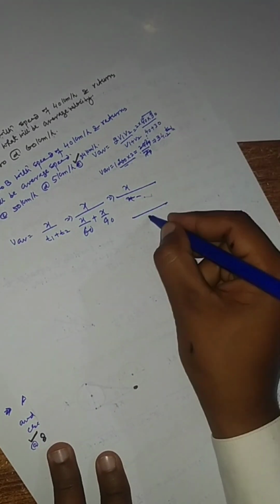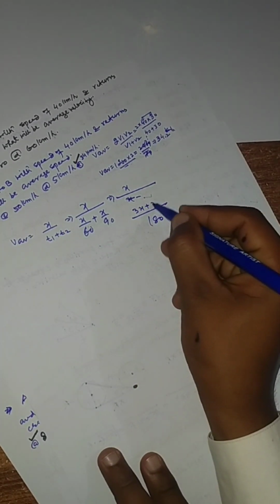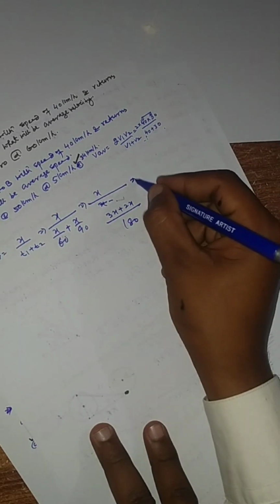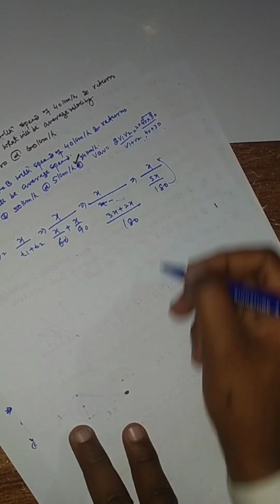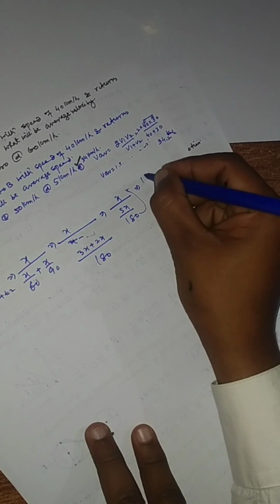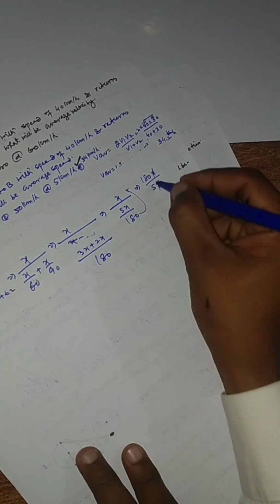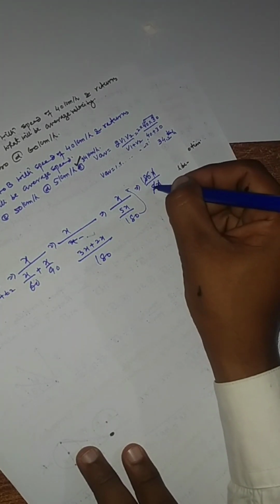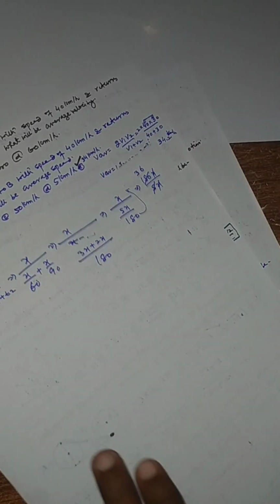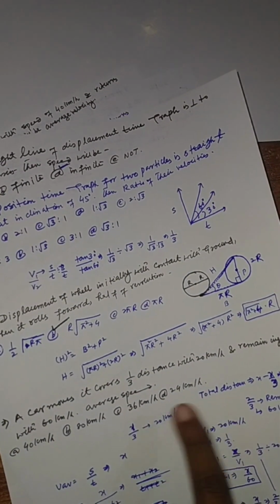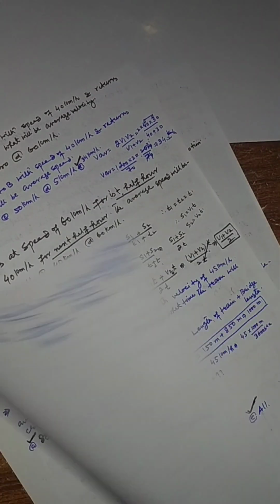Okay, if we take the LCM of these, this will be 180, and this will be 3x plus 2x. So this will be x over 5x over 180. By solving this, 180 into x over 5x, this x gets cancelled, and by solving this we get 36, and the values are in kilometer per hour, so we get 36 kilometer per hour.